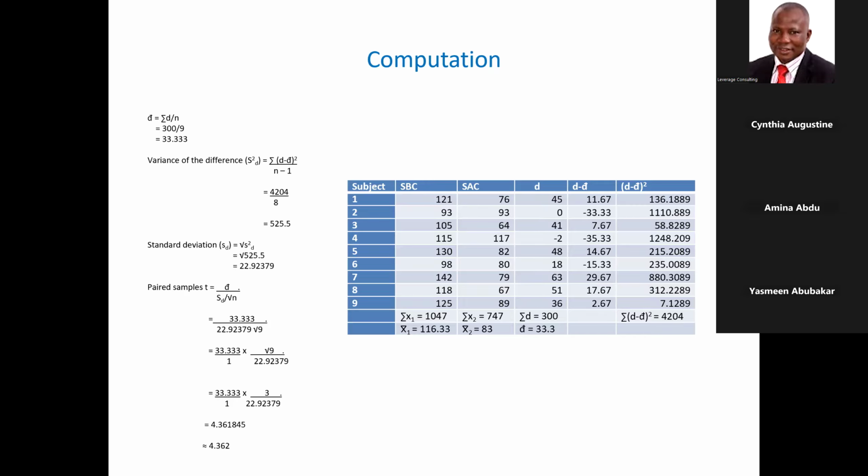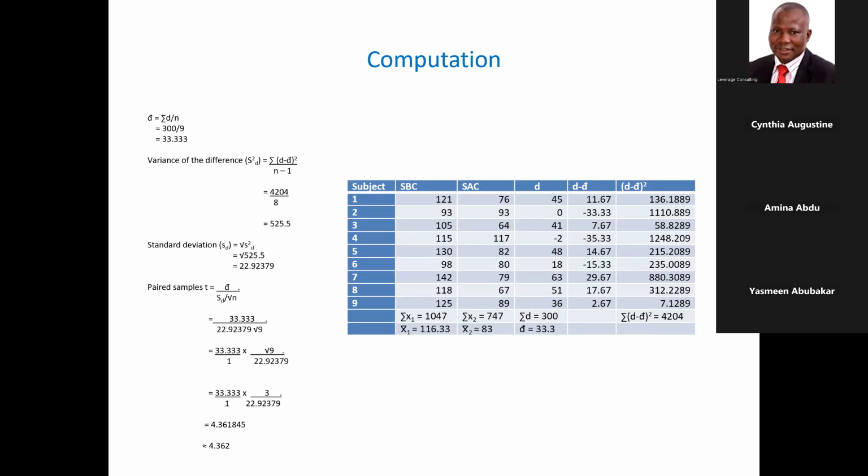But with independent t-test, you are testing the difference between two means, X1 bar minus X2 bar. Here it is D bar. So D bar is 33.3. In the formula, if you come back, paired t is D bar over standard deviation of D over square root of N. You have calculated the mean of D, which is D bar. What of the standard deviation of D?